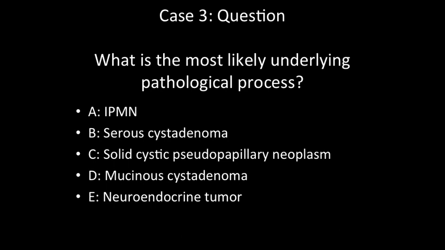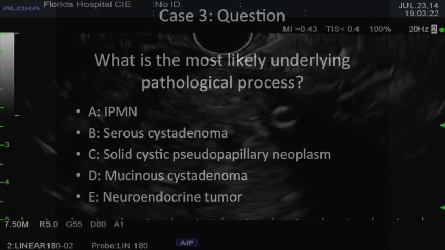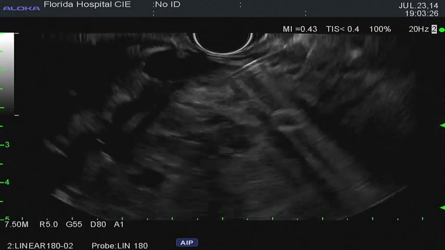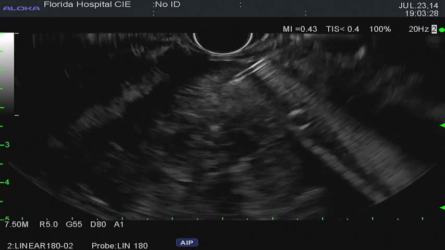The question is, what is the most likely underlying pathological process? A. IPMN, B. Serous cystadenoma, C. A solid cystic pseudopapillary neoplasm, D. A mucinous cystadenoma, or E. A neuroendocrine tumour. Two passes were made with a 19-gauge FNA needle using a transgastric approach.